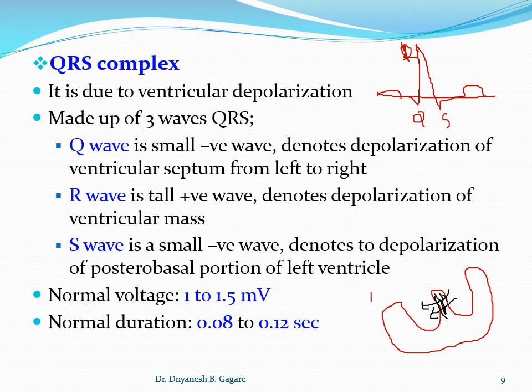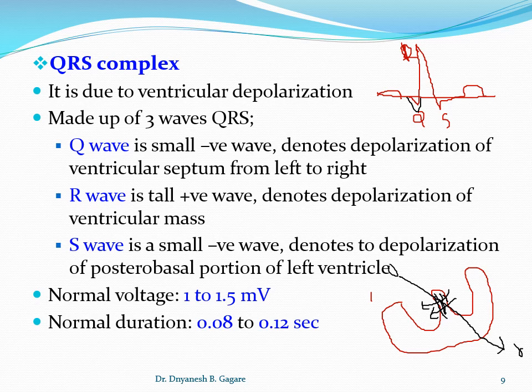It is against the normal direction of current flow, which is like this, and the electrodes are here. So here the current flows from left to right. That's why this Q wave is slightly negative. Why does a negative Q wave come? Because the current flows from left to right in the septum. This is the cause of the Q wave.